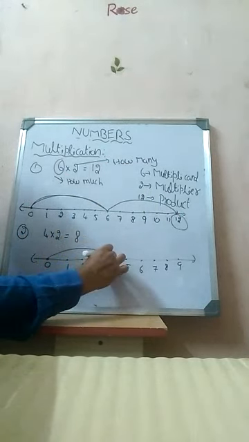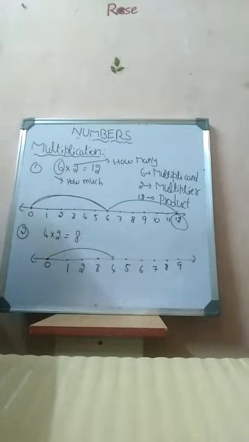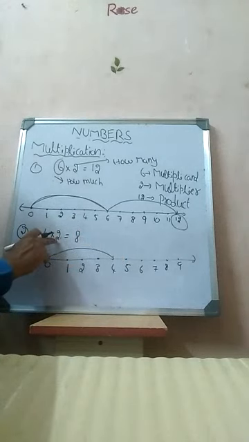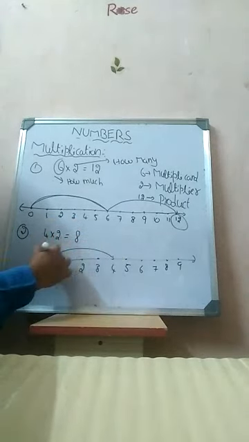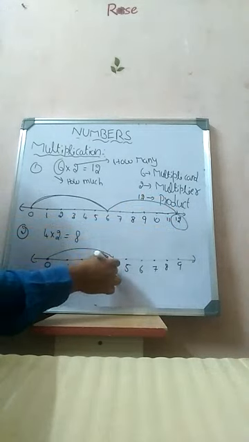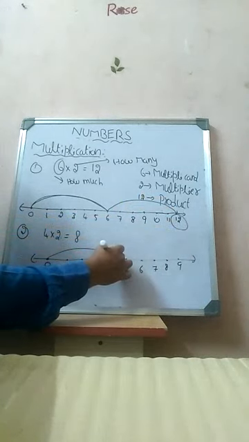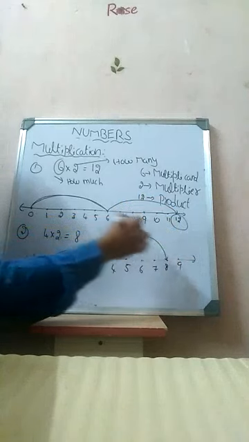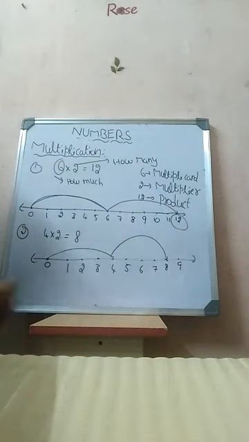So make a jump 0 to 4. How many we have to do? 2. So like that, 1 we did already and one more 4. So 1, 2, 3, 4. So like that we reach 8. So 4 2s is 8. So this is the process of showing multiplication of whole numbers on number line. And the next, division on number line.